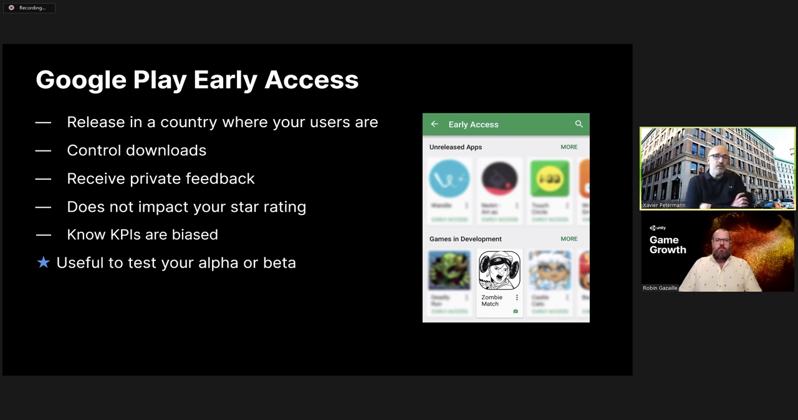But you have to know it's not meant to really check your KPIs. KPIs are biased. There's a special kind of user that goes there. And it's not the real thing in terms of KPI, but it's a real good learning ground to start with.